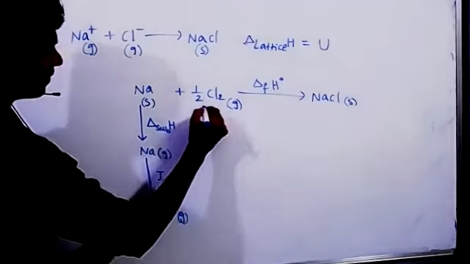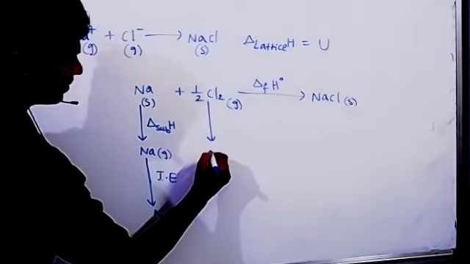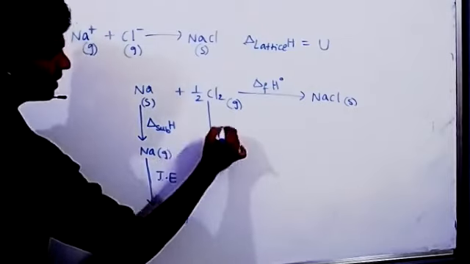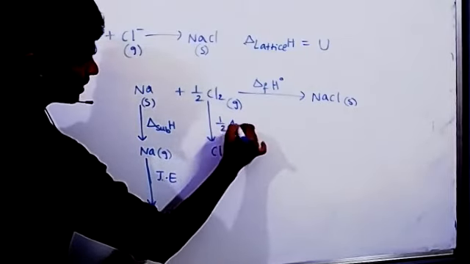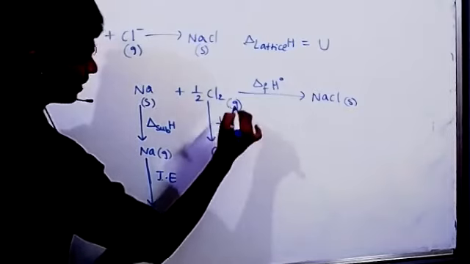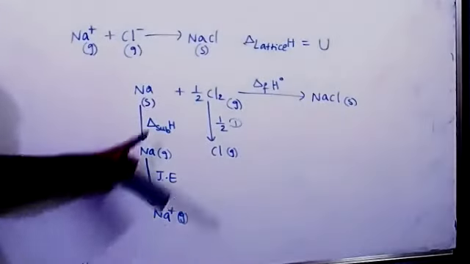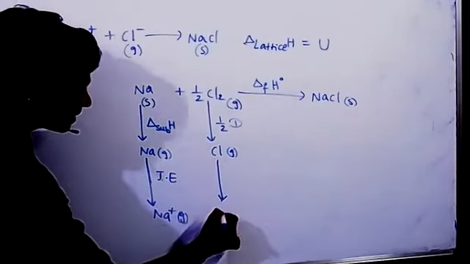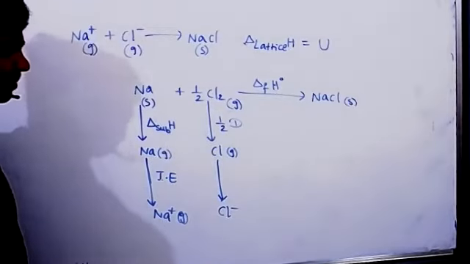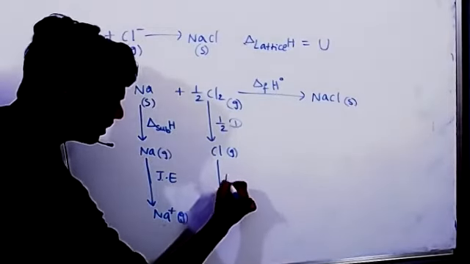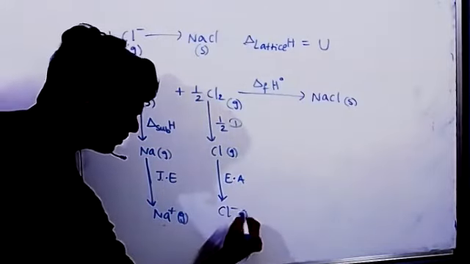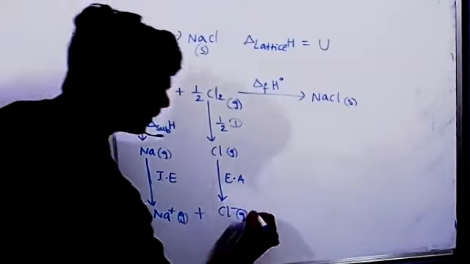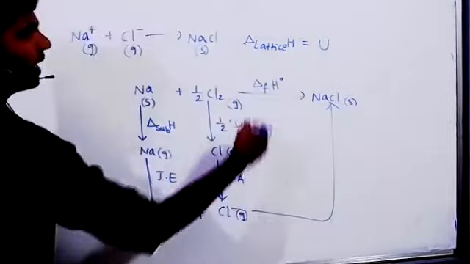In chlorine also, molecular chlorine first becomes gaseous atomic chlorine. We call this the enthalpy of dissociation, just half D, as we already denoted. Next, atomic chlorine is converted to Cl minus by gaining an electron. This is the electron affinity. Now this Na plus ion and Cl minus ion combine together and give NaCl. This is the lattice enthalpy U.